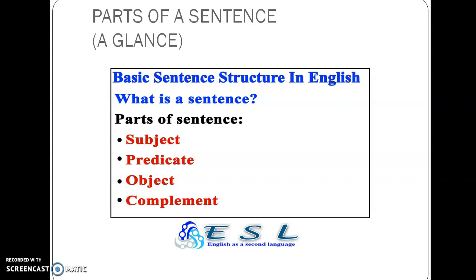And then a sentence will always have an object also. Object is something or somebody that receives the action, that receives the verb. And complement is a word or a group of words which adds meaning to the sentence and tells us more about the subject or about the direct object.